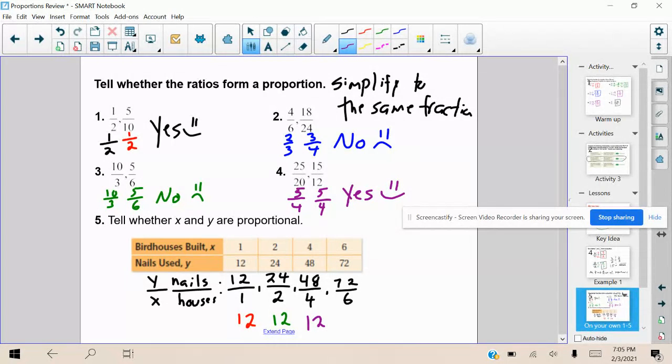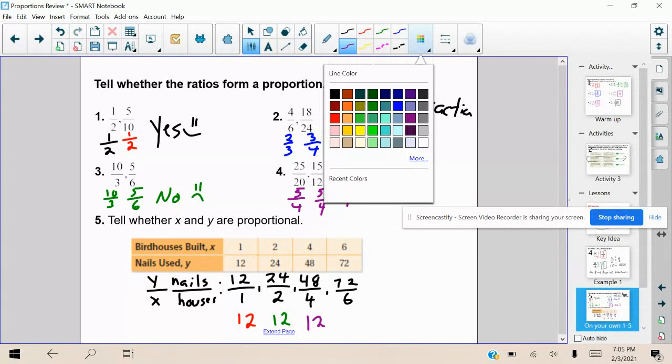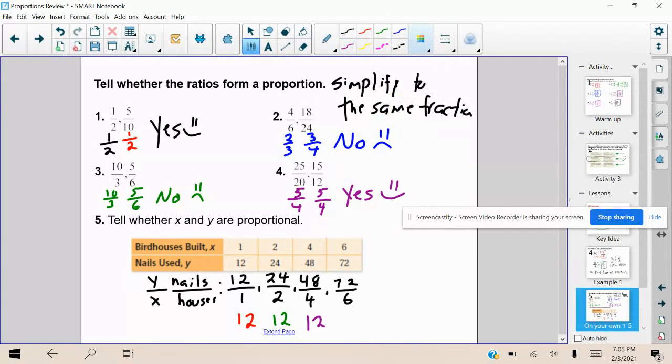I'm running out of colors. Let's go gold. And 72 divided by 6 is 12. So we get the same overall value. We use 12 nails for every one birdhouse. So that's our proportional relationship.